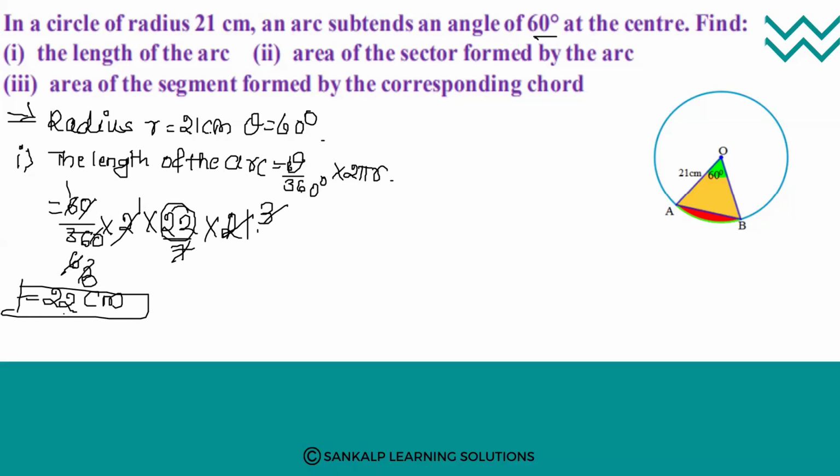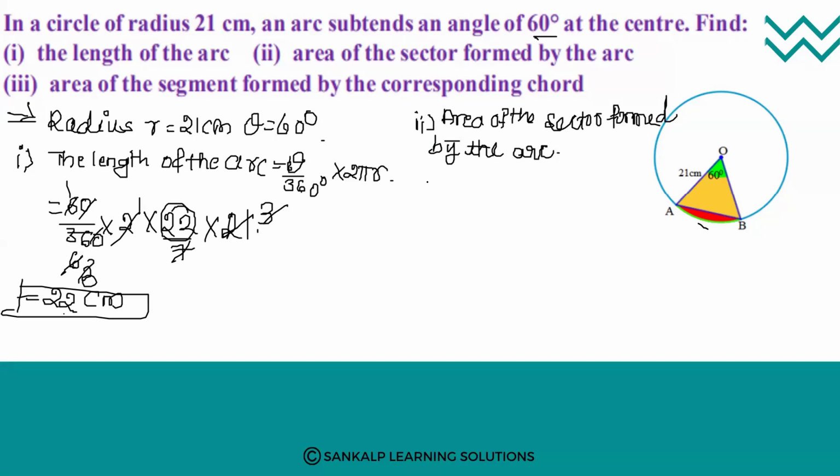So second question, what do they ask? Area of the sector formed by the arc. That means the full area you have to find out. Area of this sector formed by this arc. Okay. Next. Second one. Area of the sector formed by the arc. Okay.